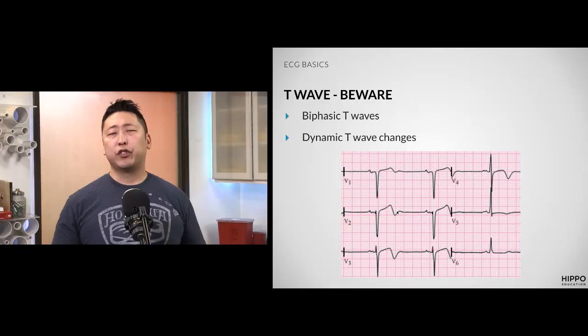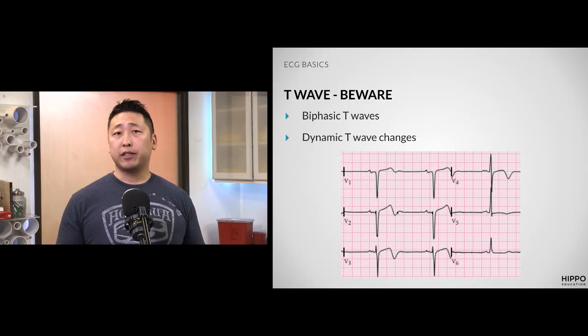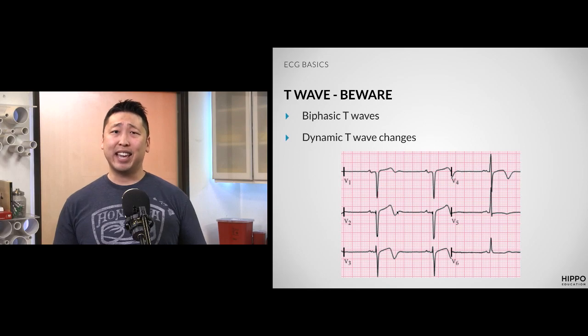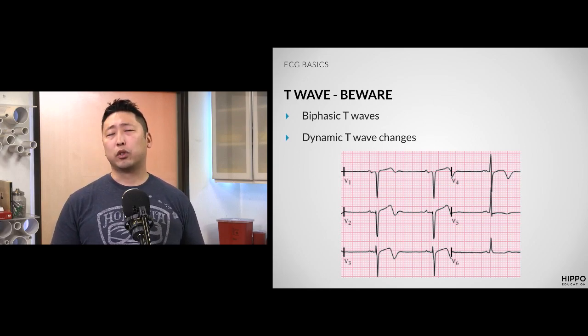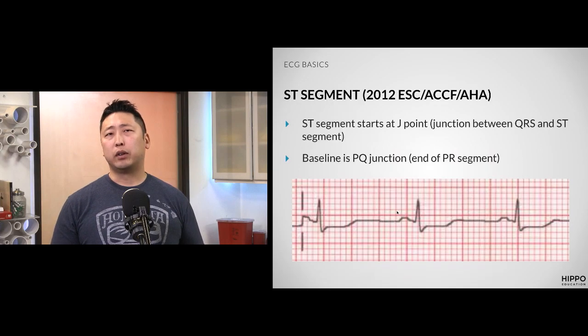Dynamic T wave changes, if you had something that was positive in the past and now it's negative today, that would be concerning as well. Those are all things you want to be concerned about. That's why old ECGs can be very helpful.